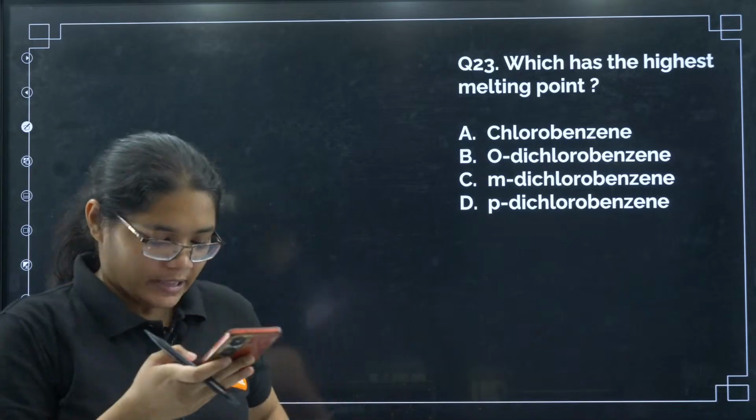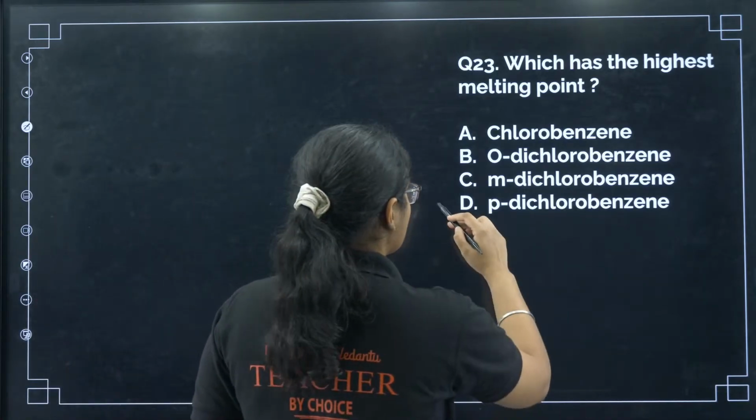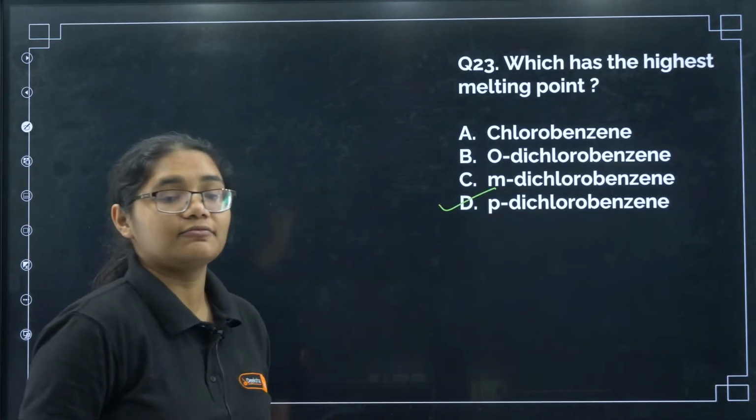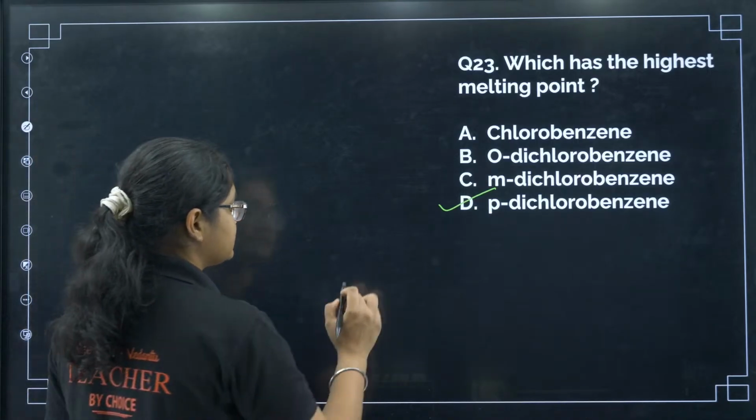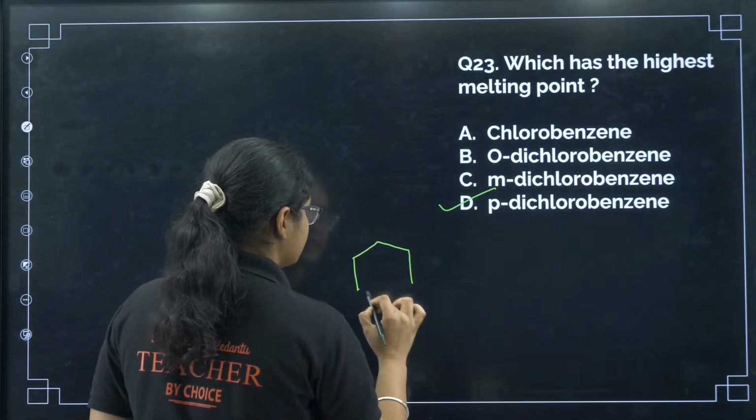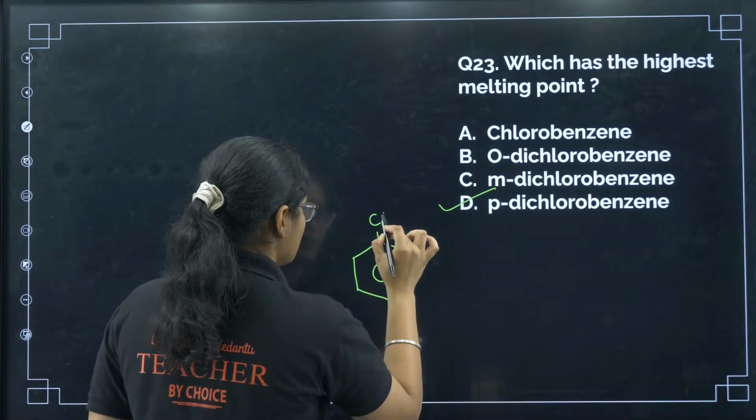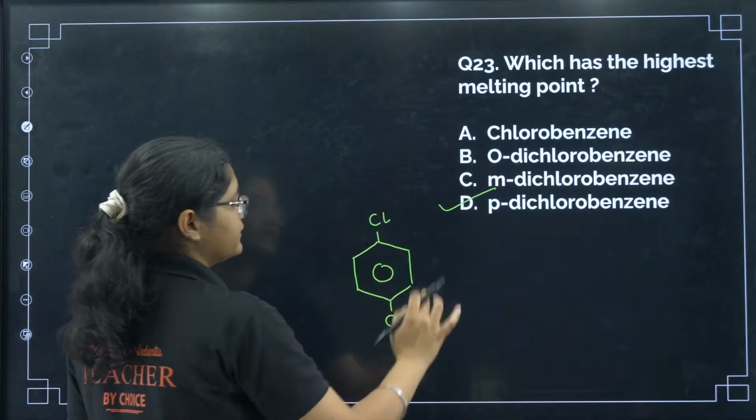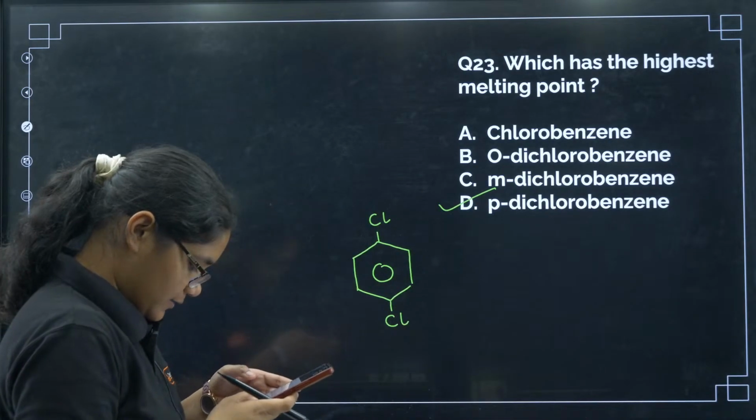Yes, so now you can see here paradichlorobenzene will have the highest melting point. Why? Because it is having a symmetrical nature, right?